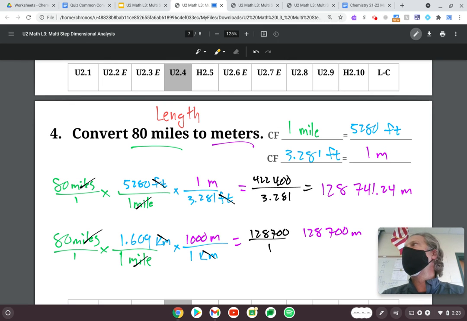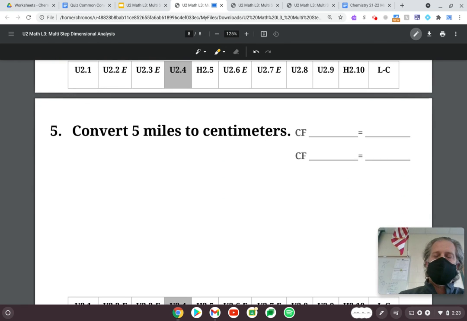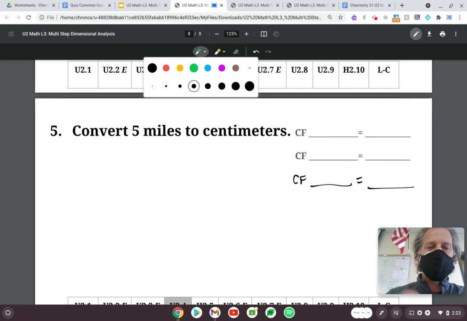All right, so one more. Uno más. On your note packet, you'll see that this has got 3 conversion factors. This is a you do, you show me, you get there, I believe in you.